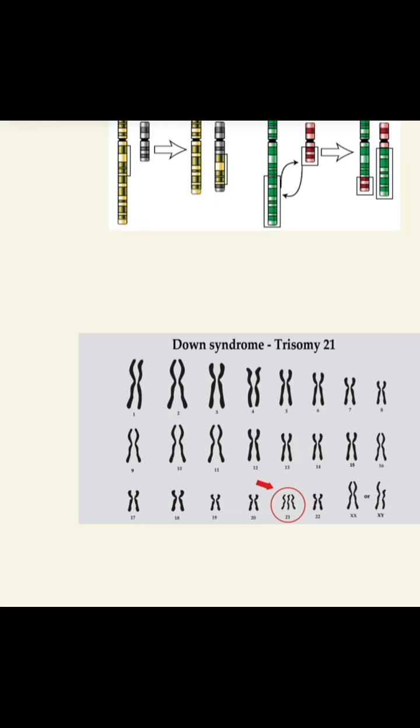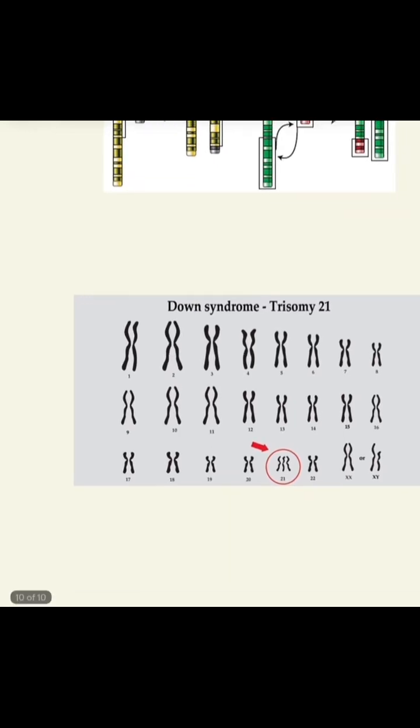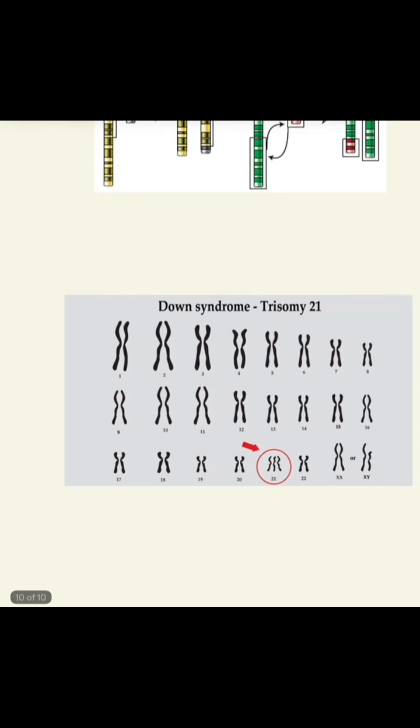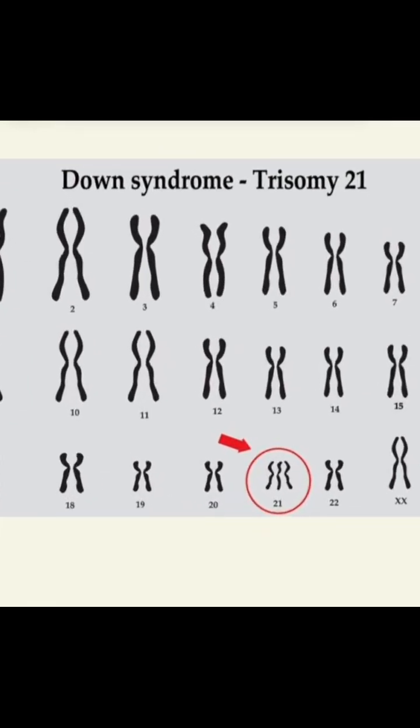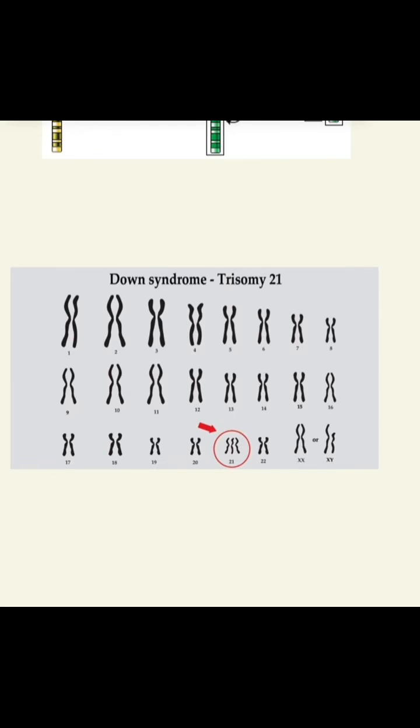So a well-known example of this is trisomy 21 or Down syndrome. So that's where we have 3 copies of chromosome 21. So you can see here, got 3 copies, and they are present due to non-disjunction. So that's an example of aneuploidy.